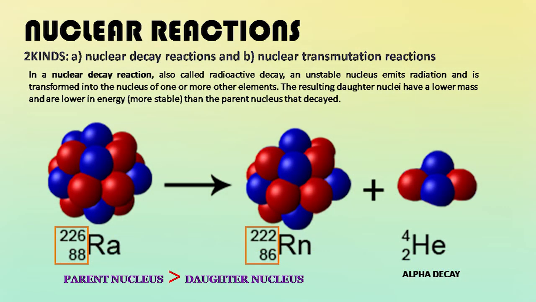In a nuclear decay reaction, also called radioactive decay, an unstable nucleus gaya ng sa radium-226 emits radiation and it's transformed into the nucleus of one or more other elements tulad ng radon-222. Kaya kung susuriin natin, ang resulting daughter nuclei have a lower mass and are lower in energy. Therefore, it's more stable than the parent nucleus that has undergone radioactive decay, or alpha decay to be specific.